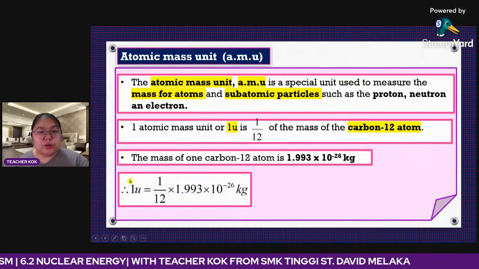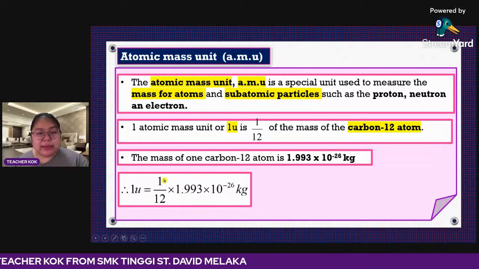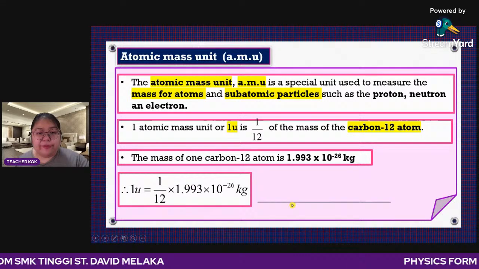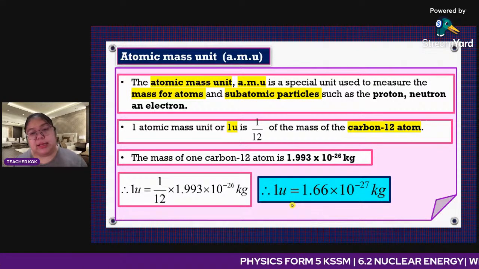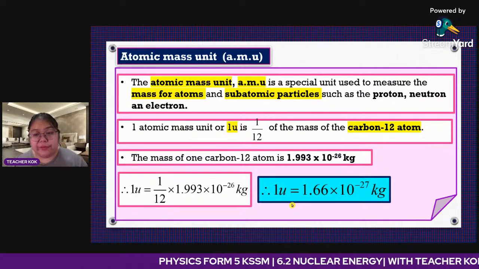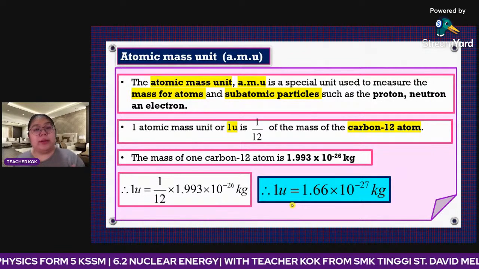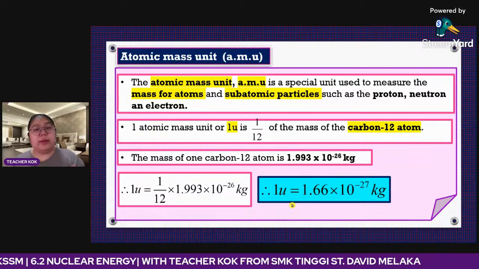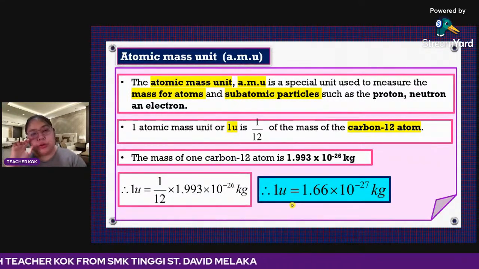So I take 1U equal to 1 over 12 multiplied by the carbon mass. Okay, finally I get it. 1U is actually 1.66 times 10 power of negative 27 kilograms. Okay, normally the question will provide this, or we know how to memorize it. So this one is just an introduction for you.